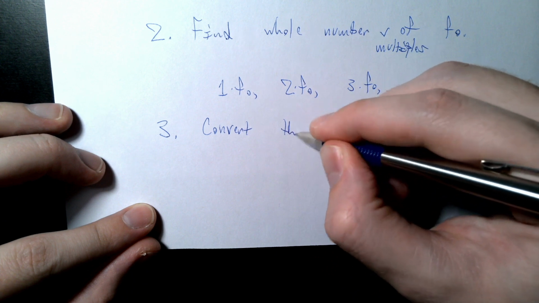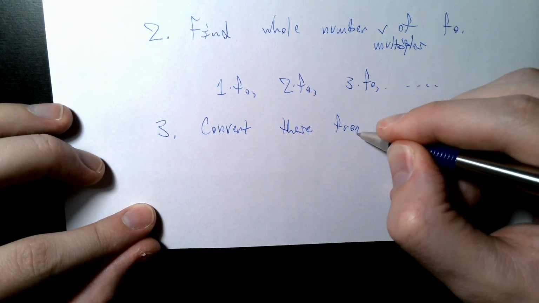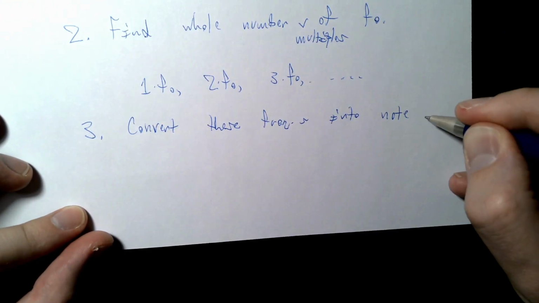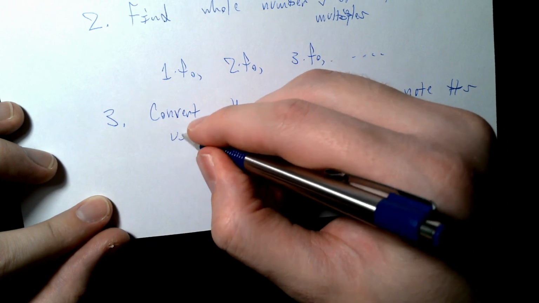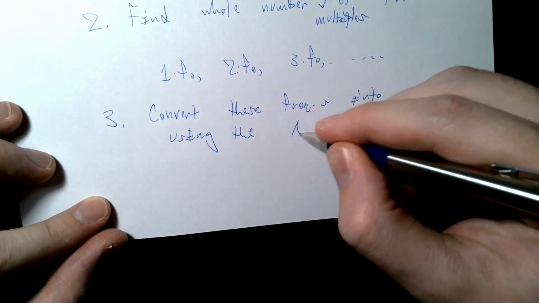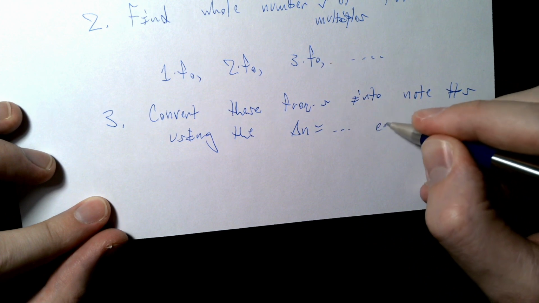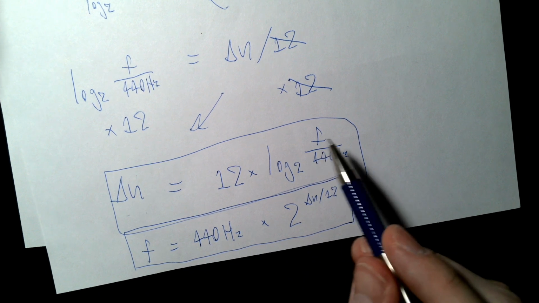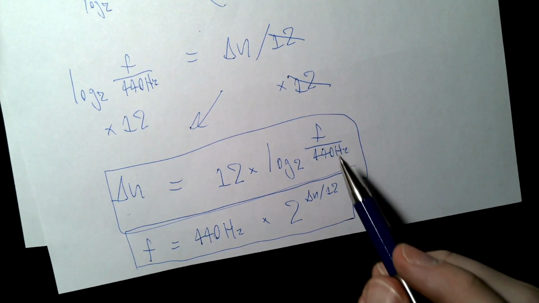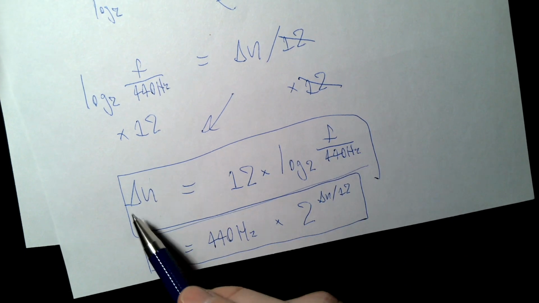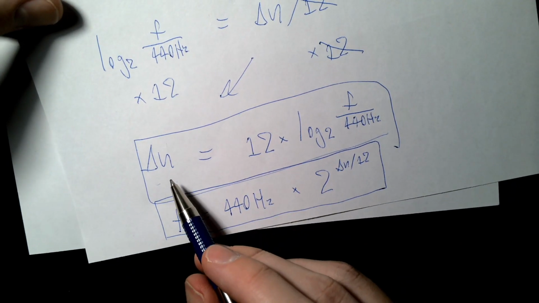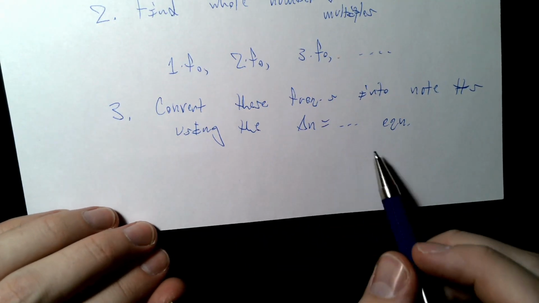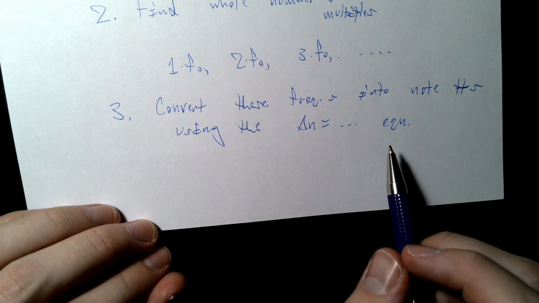Convert these frequencies into note numbers using the delta n equation. We plug in the frequencies that we found, 440, 880, whatever other frequencies you find, and that gives you this. This gives you delta n, how many semitones away from the A4, the 440 hertz A, it is. But you can shift it over to whatever octave or note you need.